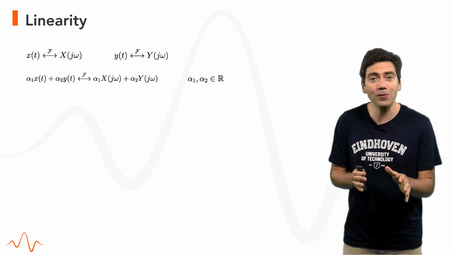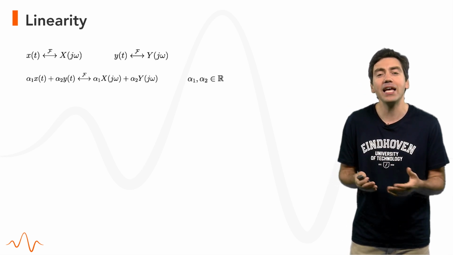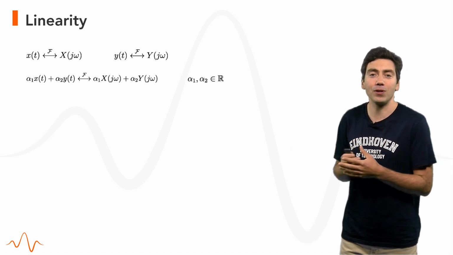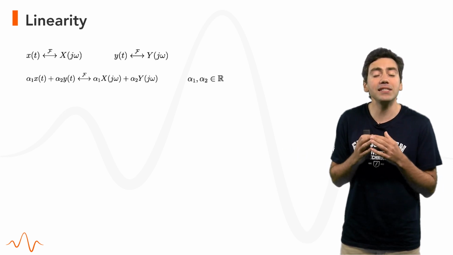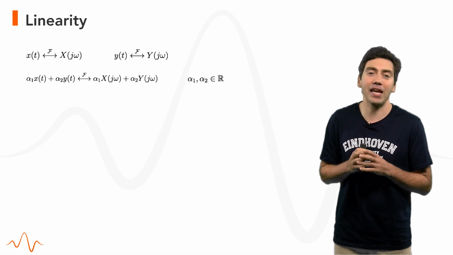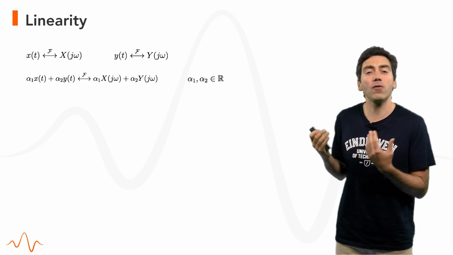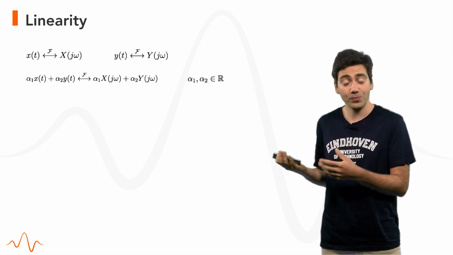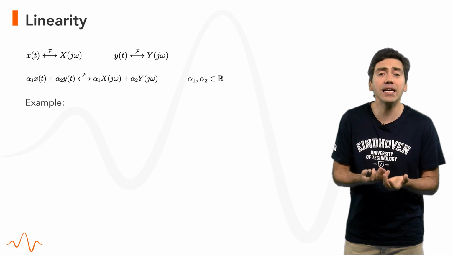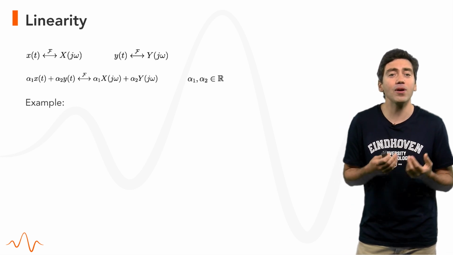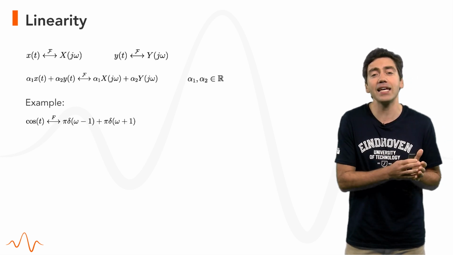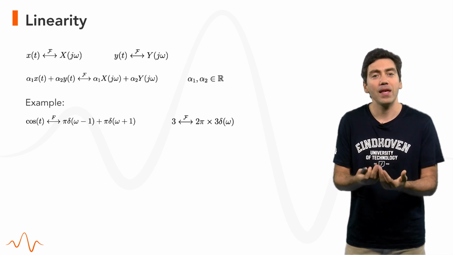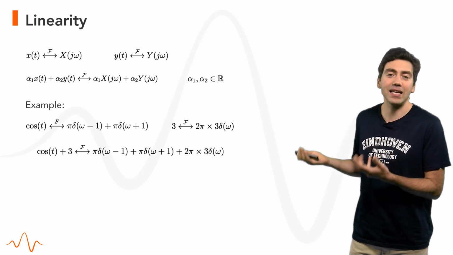Now, this is straightforward to derive mathematically. We just have to plug in alpha 1 times x of t plus alpha 2 times y of t in the formula for the Fourier transform. If we do that, and if we simply rely on the linearity properties of the integral, we'll get alpha 1 times the Fourier transform of x plus alpha 2 times the Fourier transform of y. Why is this useful? Let us say that we know by heart the Fourier transforms of two signals, let us say a cosine and a constant, and we want to know the Fourier transform of the sum. Then that will simply be the sum of the Fourier transforms.